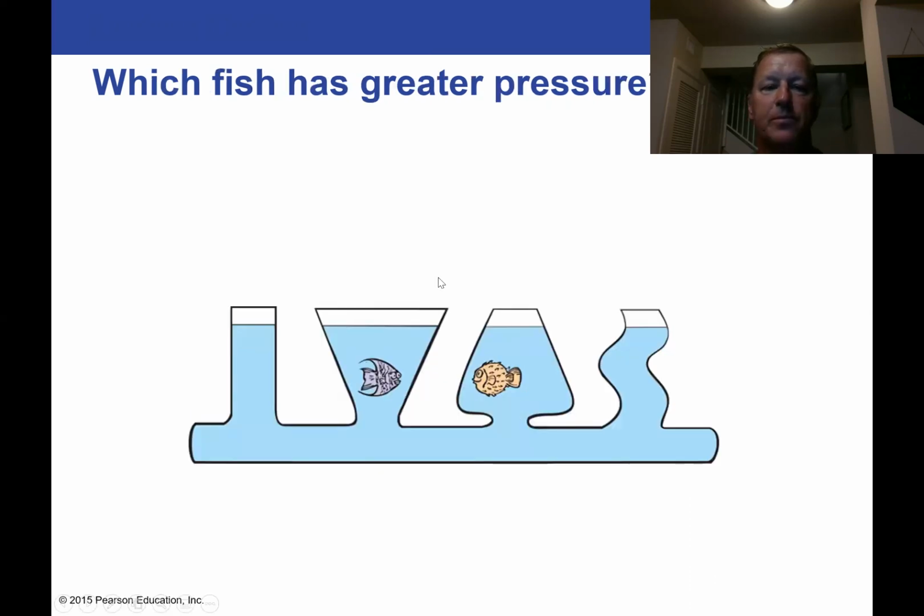Or which fish, let me get this out of the way. There we go. Which fish has the greater pressure? Obviously this one, with this fish, it's shaped that way. The water's all pushing down on top of it. This one, it's shaped differently, so as the water goes down. What if the fish were over here? What if the fish were swimming along the bottom here? Where would the fish have the greater pressure?